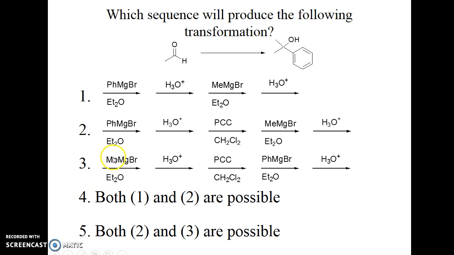Likewise, this one would add a methyl group and make that an alcohol. Treatment with PCC would change it to the ketone. Phenyl magnesium bromide would attack the ketone and give you this after protonation with the acid. So both 2 and 3 would give you the product.